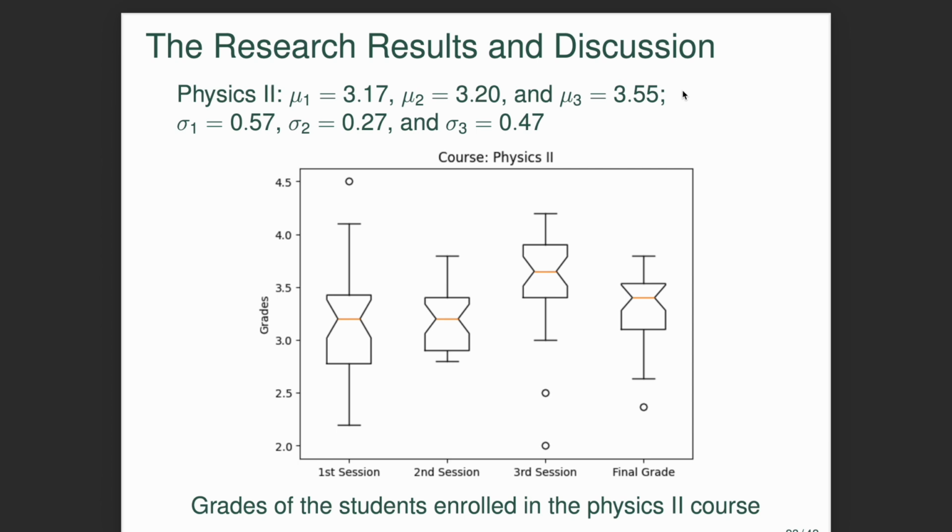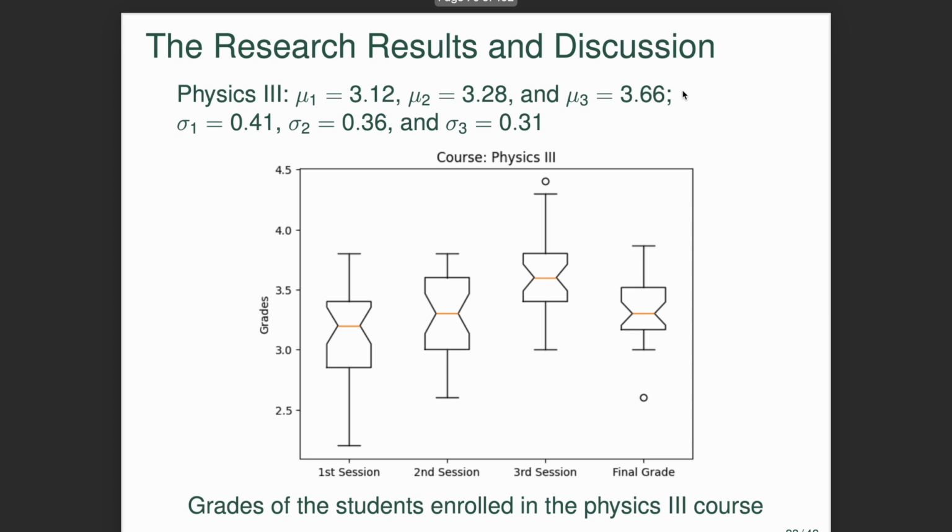A similar pattern is seen in Physics 2, where the students perform better in the third session. Once again, final grades seldom fell within the pre-structural level. The Physics 3 course exhibits the same overall trend, confirming the consistency of the performance pattern across the three physics courses.